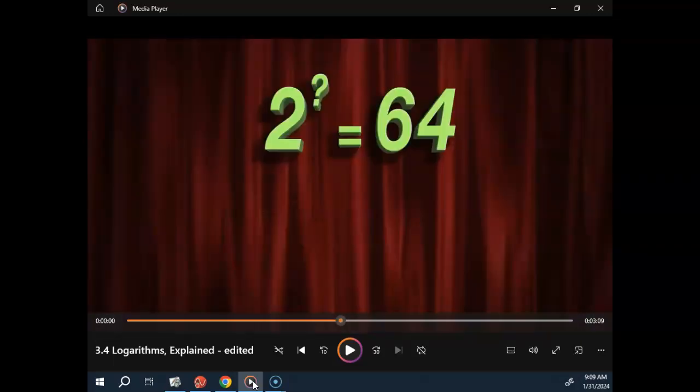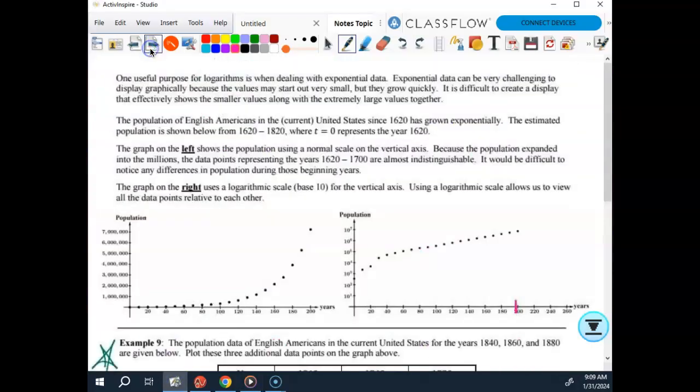All right, so let's look at the back of the second piece of paper here. This part I'm pretty sure I skipped altogether. One useful purpose for logarithms is dealing with exponential data. Exponential data can be very challenging to display graphically because the values may start out very small, but they grow quickly. That's the concept of an exponential, right? Something growing exponentially grows very quickly. So it's difficult to create a display that effectively shows smaller values along with extremely large values.